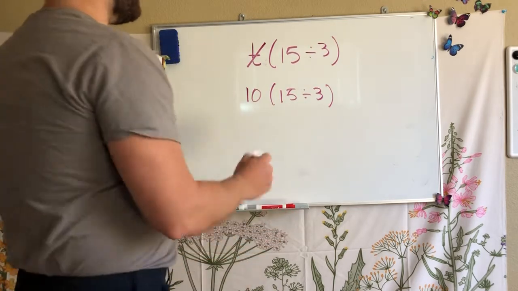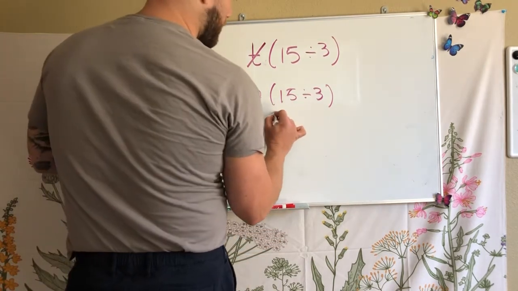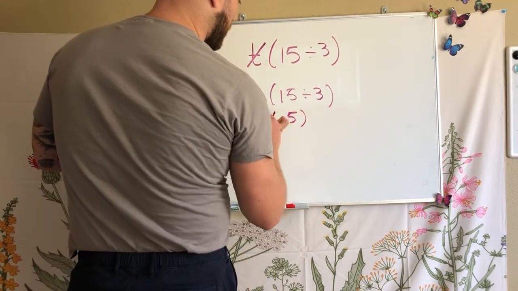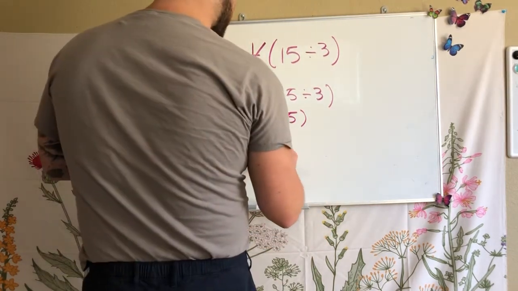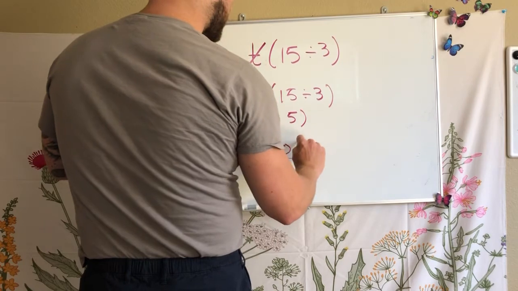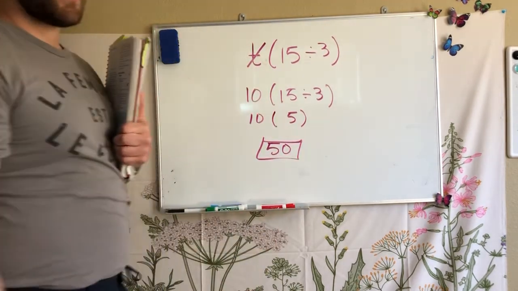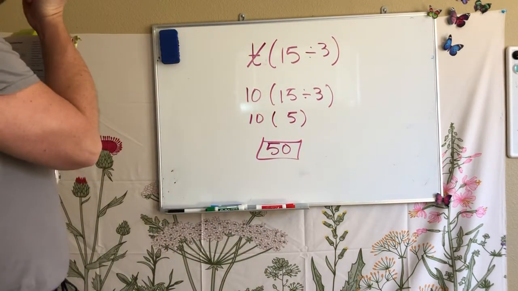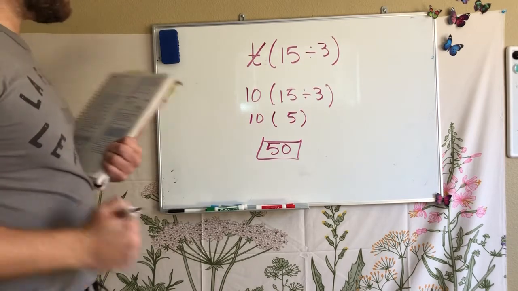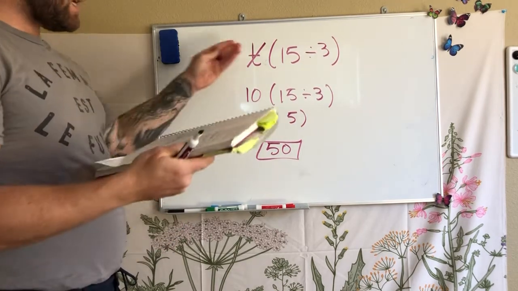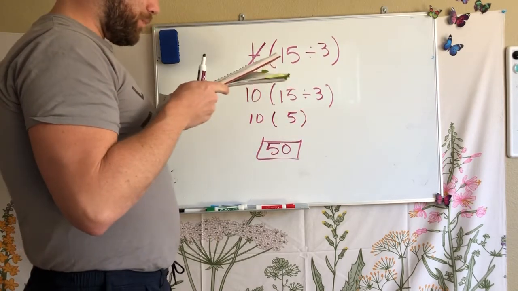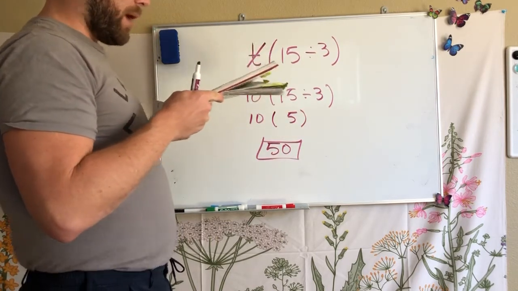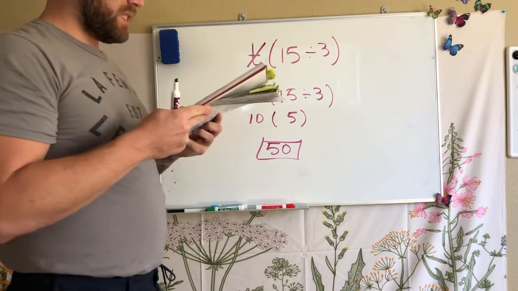All right, so what is 15 divided by 3? 5. And 10 times 5, 50. Make sure you're boxing in your answers so I know where to look when you're turning in your work. Write slow and neat. I need to be able to read it and to see your steps clearly. All right, so work the rest of the problems in part 3. Pause the video now and do them.